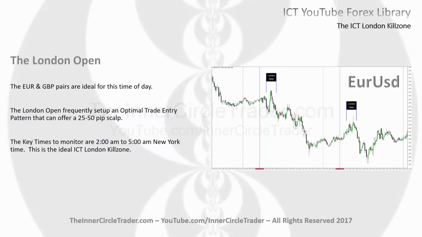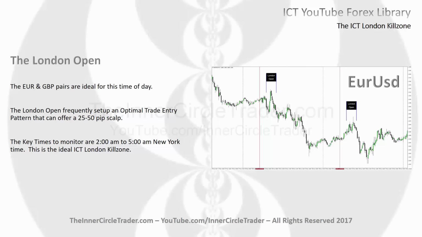I don't know what the translation is going to be in terms of time, so the conversions are going to be up to you. But the ideal ICT London Killzone for your learning is going to be 2 a.m. to 5 a.m., and it's relative to New York time.